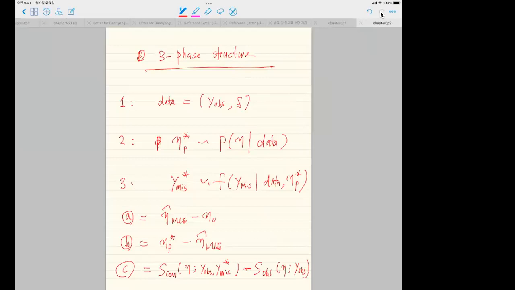Is it just that the asymptotic mean is equal to the...? Are you talking about this one? This one, the second one, yeah. Second one? Okay. Yeah, so here we are talking about the data being approximately equal to eta hat MLE.